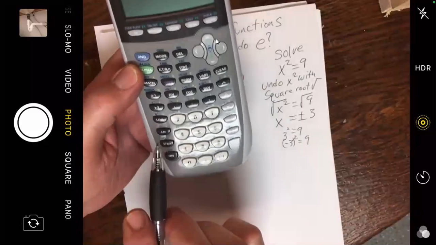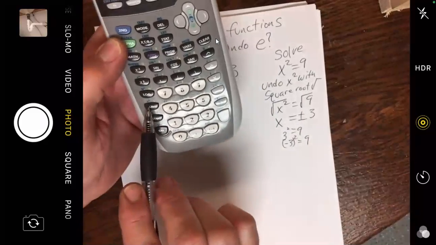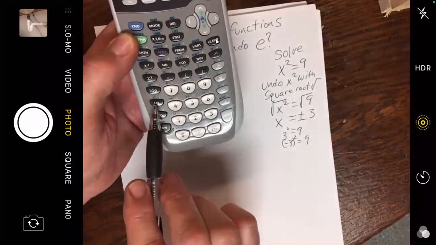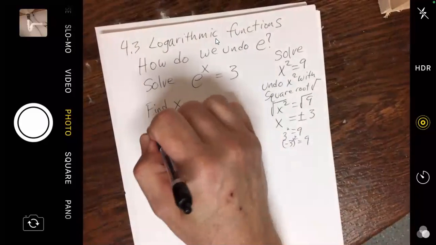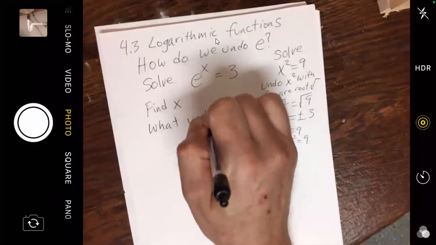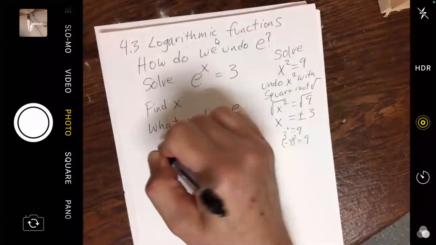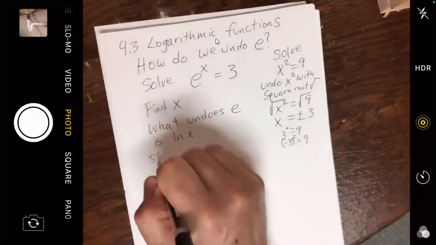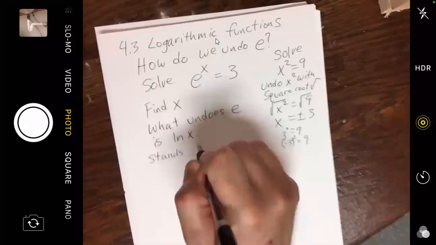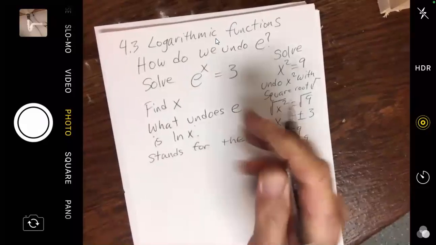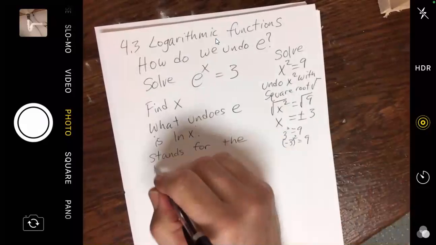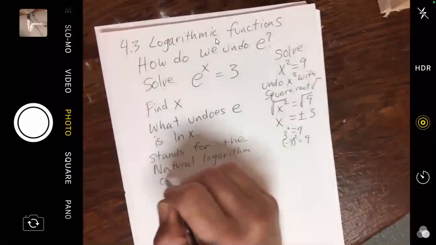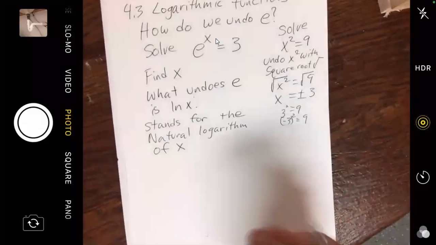And so what happens is, if you come down to e above this ln, they're giving you the function that undoes e. What undoes e is ln of x, which stands for the natural logarithm of x.